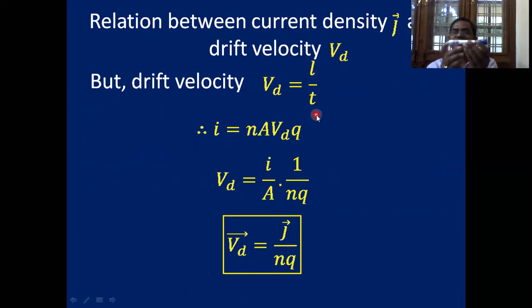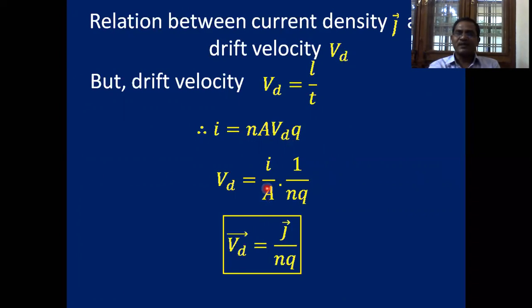Here the free electron is moving from this second end to this end. So it covers the distance L in the time T. Therefore, its drift speed is given by distance traveled by time taken. Vd equals L by T, that is written here. Substituting that in the above equation, we get I equals N A Vd q. Therefore, writing Vd as the subject, Vd equals I by A into 1 by N q.